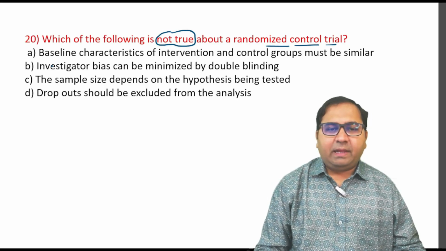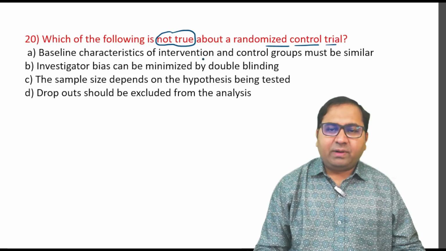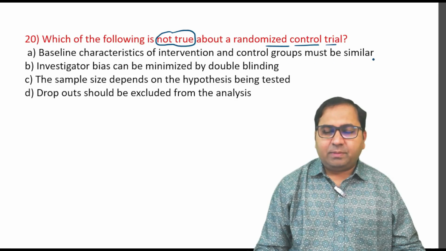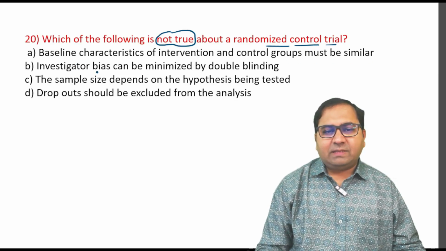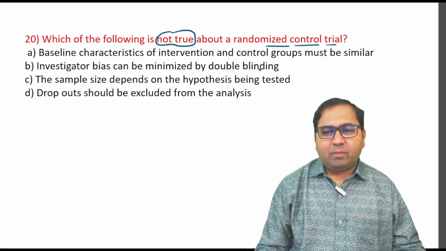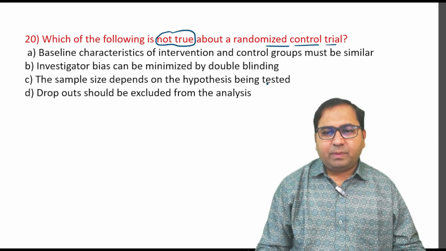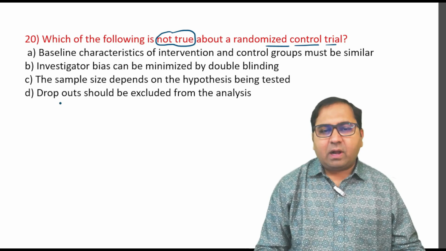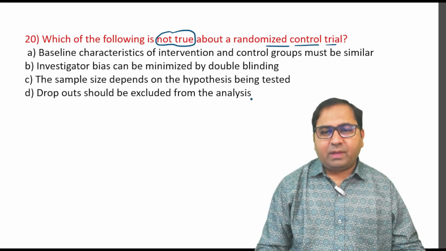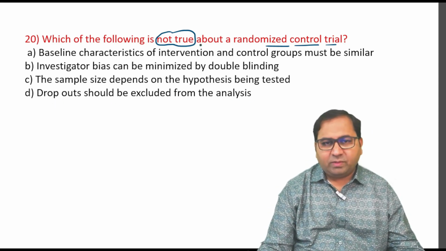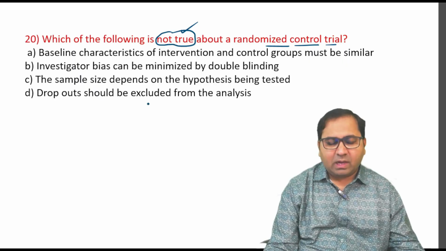The options are A. Baseline characteristics of intervention and control groups must be similar. B. Investigator bias can be minimized by double blinding. C. The sample size depends on the hypothesis being tested. Or D. Dropouts should be excluded from the analysis. So which of the following are not true about the RCTs?